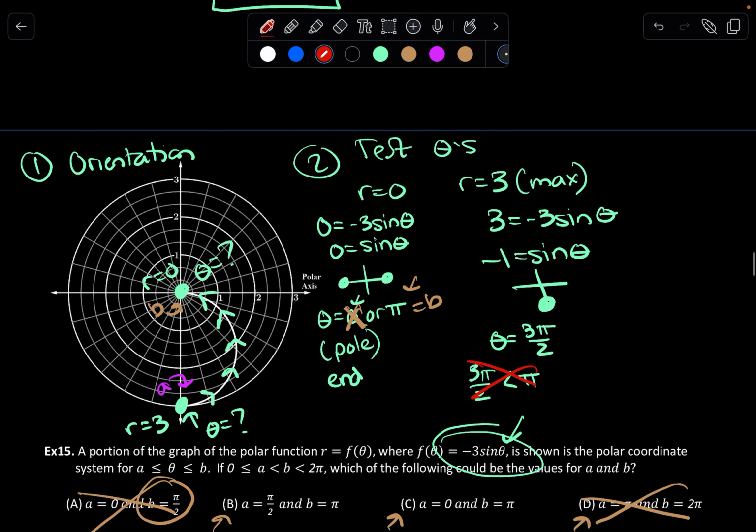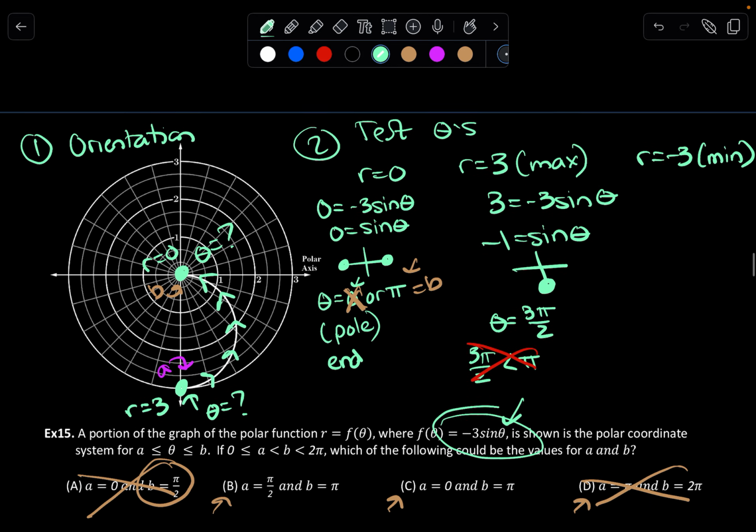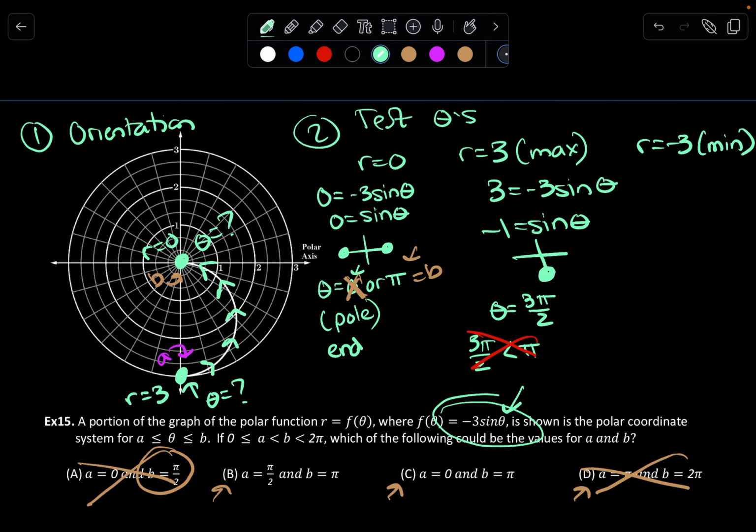So this is a case where we are going to have to try r equals -3, which is our minimum, okay? Because we can reach the edge, we can reach this radius whether it's positive 3 or negative 3. So now let's plug in negative 3. Divide negative 3 by negative 3, we get 1 is equal to sine theta. On the unit circle, that is going to be pi over 2. So theta is equal to pi over 2.